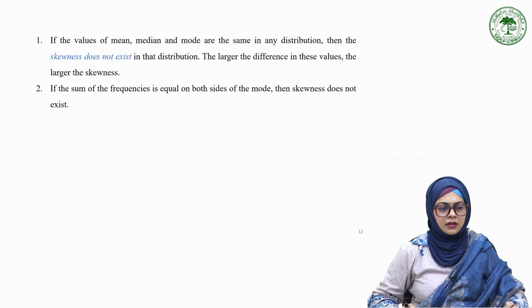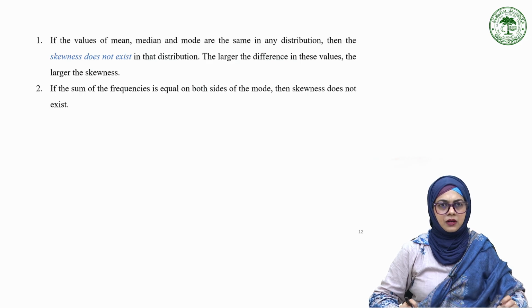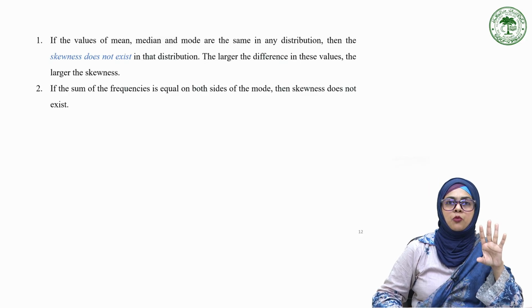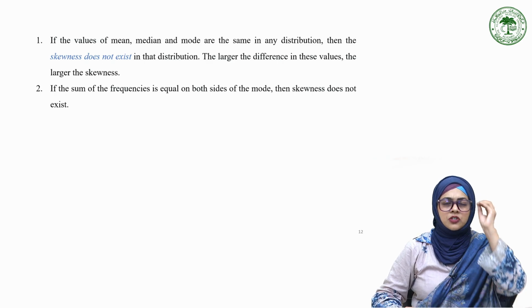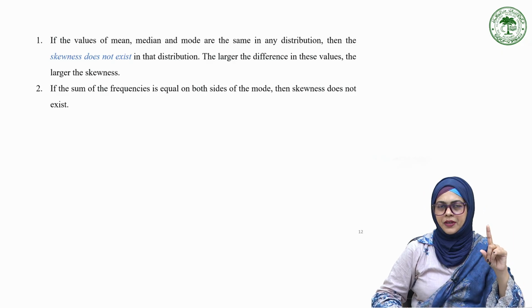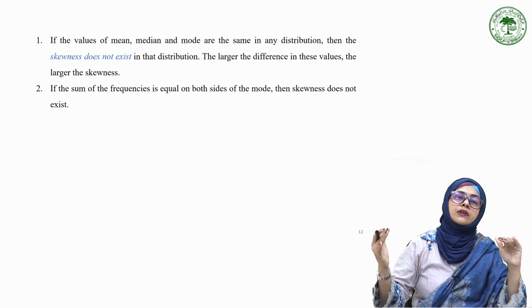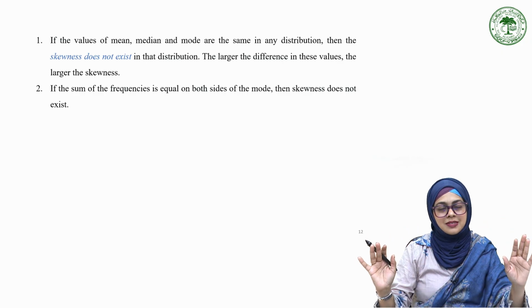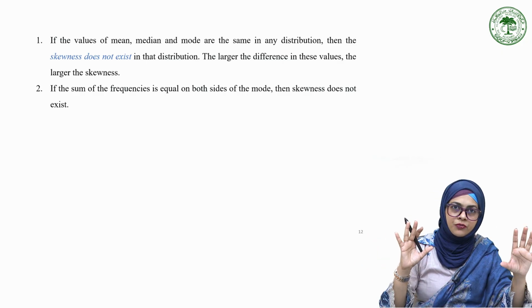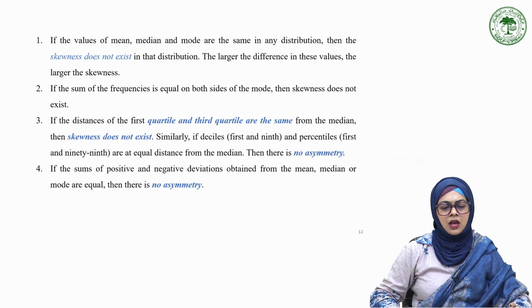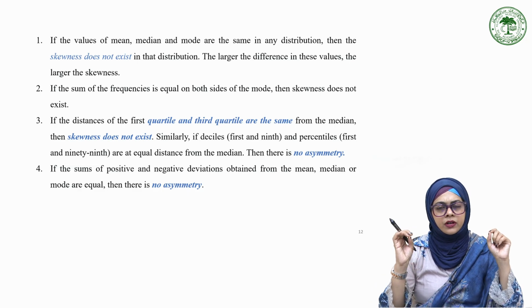Now let us look at some of the conclusions regarding the NPC. If the values of mean, median, mode are the same in any distribution, then the skewness does not exist. The larger the difference in these values, the larger the skewness. Number two, if the sum of the frequency is equal on both sides of the mode, then skewness does not exist. This is another assumption. So if the sum of frequency on the right side is equal to the left side of the mode, then skewness does not exist.